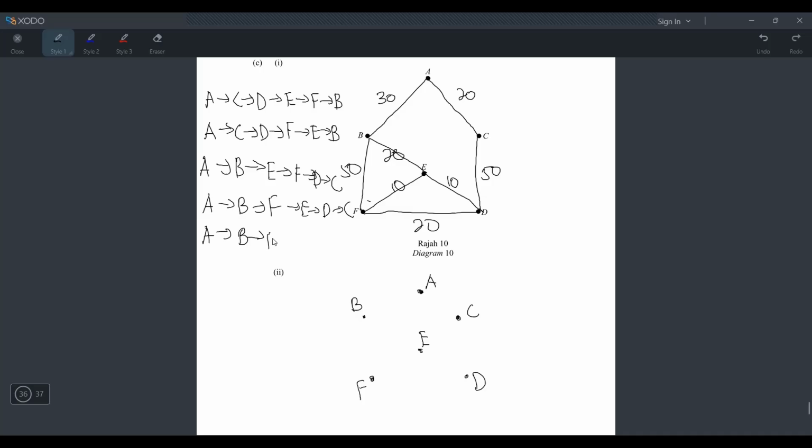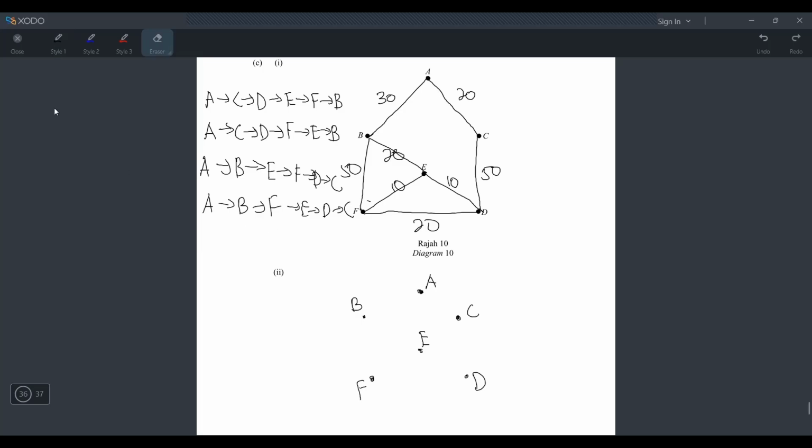A, B, F, E, D, C. So it cannot be D, E, C, right? Because here there is no path. So I think there isn't one. A, B, F, D, C. A, B, E, F, D, C also works. A, B, E, yes, I think it can.